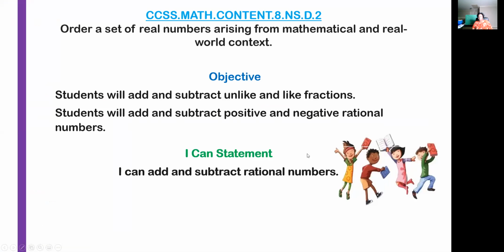So before we start the lesson, I want to make sure we understand what we're doing in the very beginning, so we all know what standard we're working on. Right here, we're working on the Common Core State Standards, math content, 8th grade, number sense, and it's D2: order a set of real numbers arising from mathematical and real-world contexts. So this is what we're going to focus on as we get into our lesson. You will be able to add and subtract unlike and like fractions. We're going to get to that first, okay?